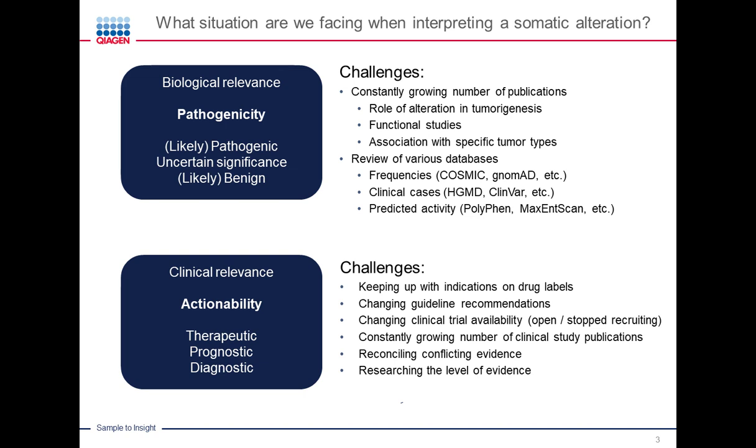The second aspect is clinical relevance, or the actionability. So not all pathogenic alterations in tumors can be treated currently. The actionability is specific to the diagnosis of the patient. So there may be things that can be done for non-small cell lung cancer patients, alterations that are not on indication, for example, for a patient with a rare type of cancer.